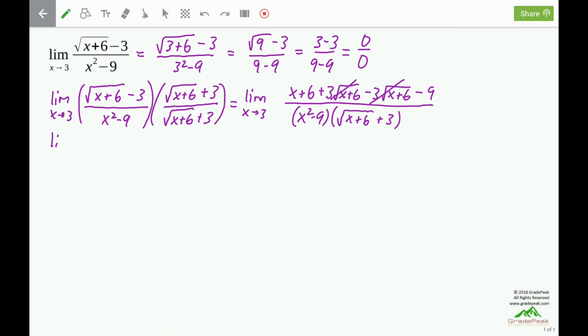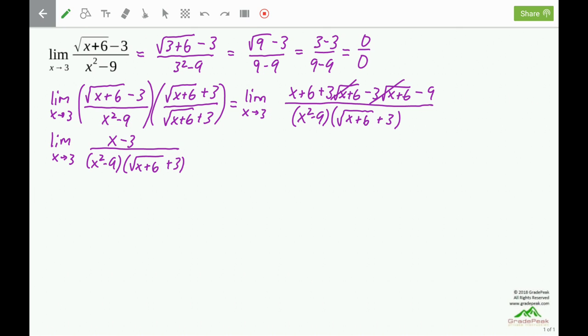So we have limit as x goes to 3. X plus 6 minus 9 will be x minus 3. And we have x squared minus 9 times the square root of x plus 6, and then plus 3. We still have 0 over 0. We haven't eliminated that just yet, but we've put it into a form where it's become power functions.